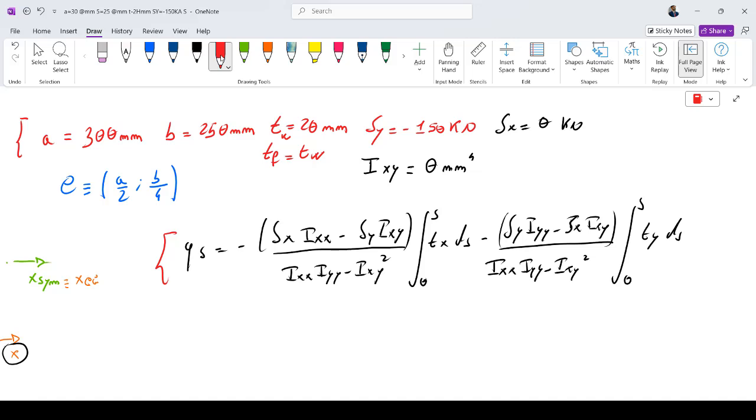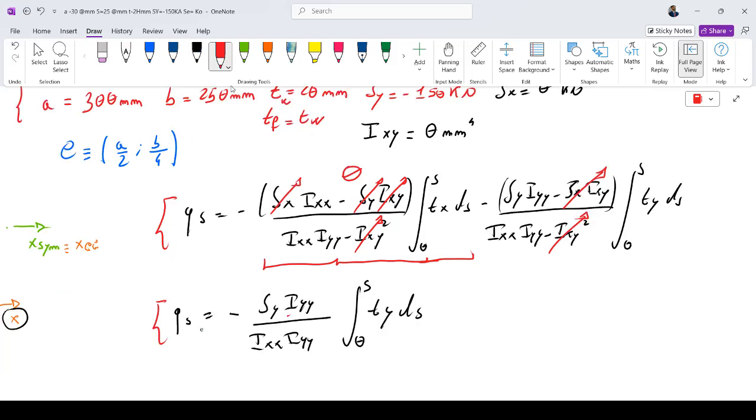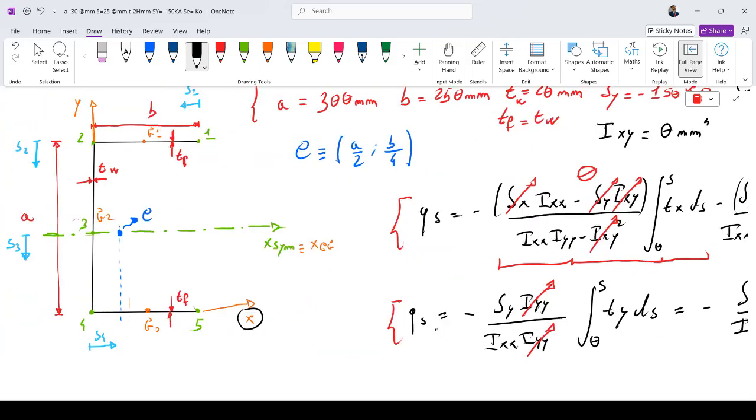So from this general relation, we can put this quantity Ixy equal to 0. So also this quantity and this quantity go away, and so Sx is equal to 0. So the first member is 0, and we obtain only this quantity here. I simplify this equation in this way and obtain this relation, that is minus Sy divided by Ixx, integral from 0 to s of t y ds. So this is the general formula that we must use here. The only moment of inertia that we must calculate is Ixx with respect to the xcg axis or xcm axis.